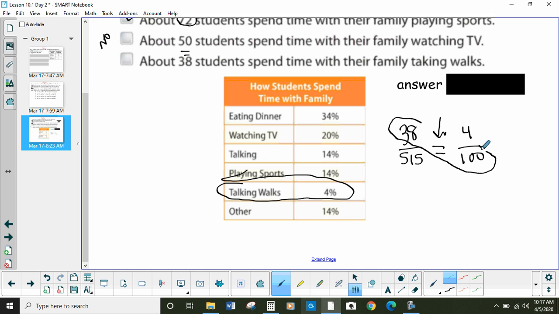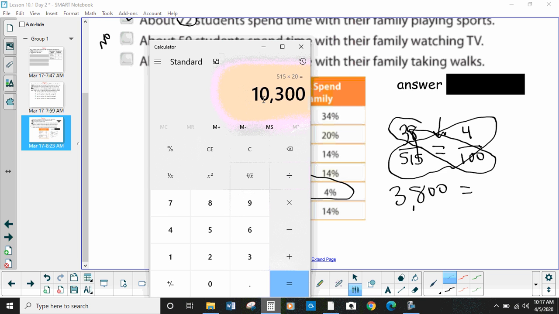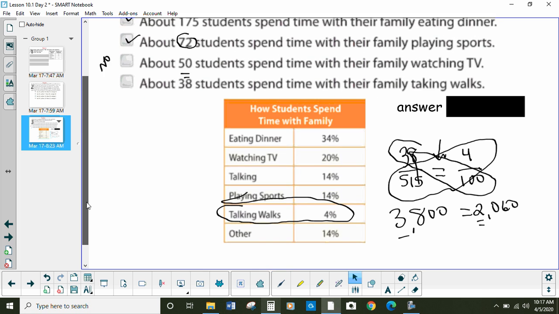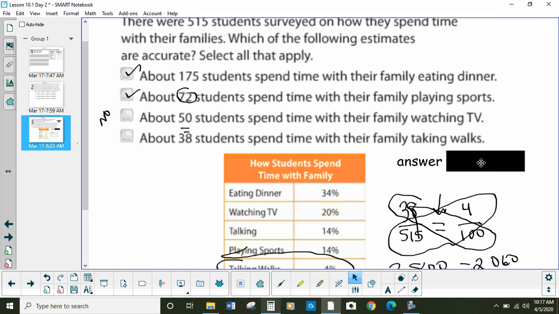Again, we cross multiply. 38 times 100 is 38 with two zeros, or 3,800. 515 times 4, so we get on the other side. Let's go ahead and take our calculator right now and check that. Clear out your calculator. Go 515 times 4, and 2060 is what we get. 2060, I would not say is close enough to 3,800 to say that works. So it looks like only the first two were true based on our experimental probability. So the first two you should have checked for this problem.